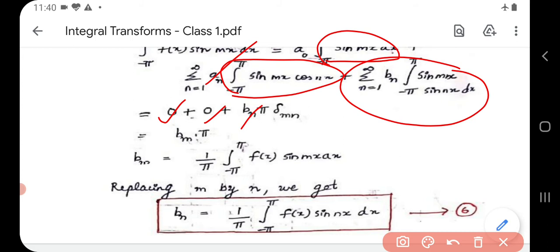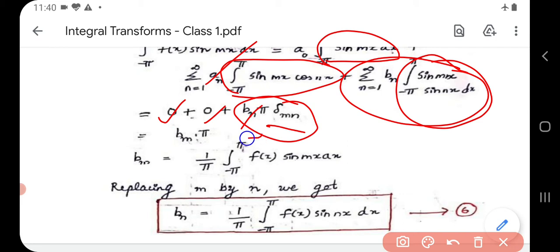Bn is kept as such. Now apply the orthogonality property here, that is pi delta mn. Then that is written as such. Now Bn pi delta mn is here. Now make delta mn equal to 1. That is happening only when n is equal to m. So you must replace Bn as Bm. So it will be Bm pi. From that you can find Bm as this.